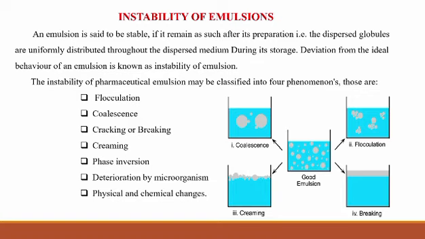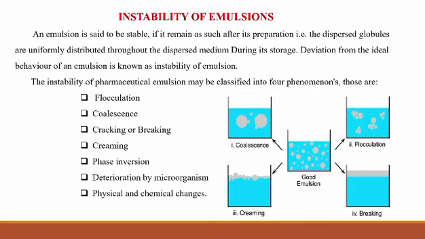For example, we know emulsion is a biphasic liquid dosage form in which one phase is dispersed as globules in another phase. So throughout its shelf life, the globules must be uniformly distributed throughout the dispersion medium. If there is any deviation in that condition, it is known as instability. But this instability is classified into certain phenomena. They are flocculation, coalescence, cracking or breaking, creaming, deterioration by microorganisms, and physical and chemical changes.